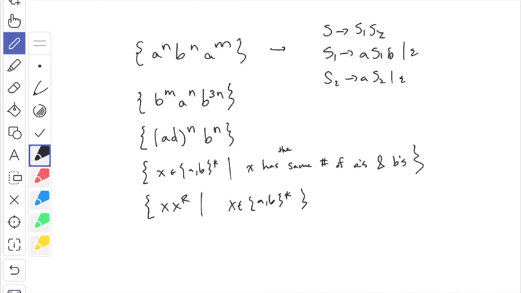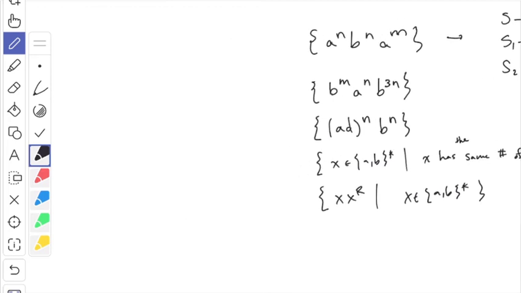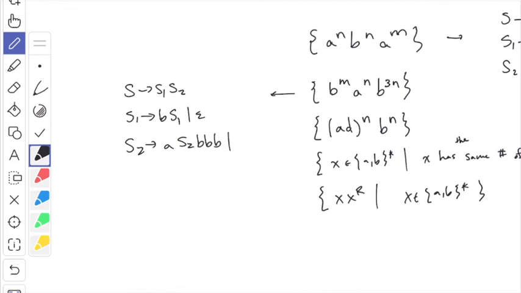Great. Okay, the next one is similar. It has a bunch of B's at the beginning, but then it has A's balanced with 3 B's each. So you want something like S1 followed by S2. S1 goes to B, S1, or epsilon, and then S2 goes to A, S2, B, B, B, if you like, or you could write B cubed. I think pretty much everybody wrote something like that for that second one. Any questions about that one?